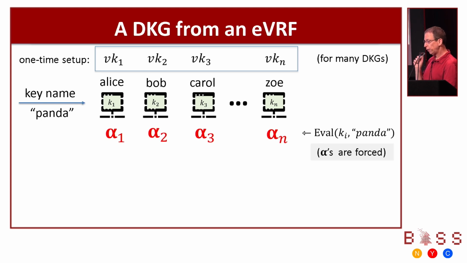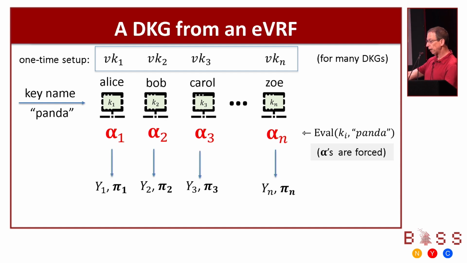And now they use the eVRF to derive alpha 1 to alpha n. You notice they use the eVRF to derive these alpha 1, alpha 2, up to alpha n. They don't choose them themselves. They are forced to use a particular alpha. They're committed to their alphas because of the eVRF mechanism, so they don't sample them, they compute them. And what they publish are the g to the alphas in the exponent, along with a proof that this is a correct evaluation of the eVRF.